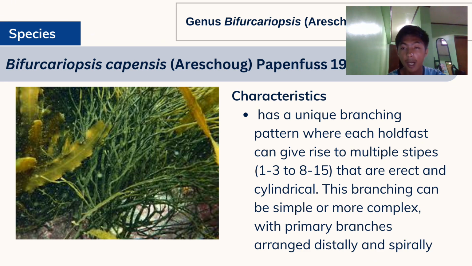So, what are the characteristics of this Bifurcaryopsis capensis under the family Bifurcaryopsidaceae? It has a unique branching pattern where each holdfast can give rise to multiple stipes, 1 to 3 to 8 to 15 stipes, that are erect and cylindrical. This branching can be simple or more complex with primary branches arranged distally and spirally.